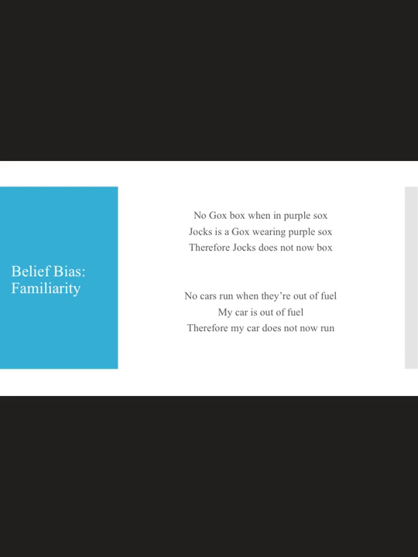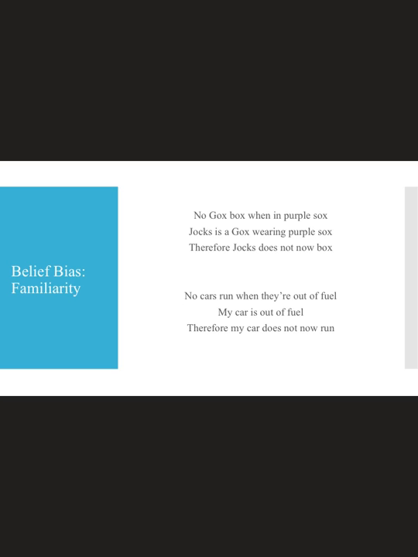This is specifically looking at familiarity with concepts that are being presented to us. So the top one: no Gox box when in purple socks. Jocks is a Gox wearing purple socks, therefore Jocks does not now box, right? What's a Gox? We aren't familiar with what a Gox is. The bottom one: no cars run when they're out of fuel. My car is out of fuel, therefore my car does not now run, right?